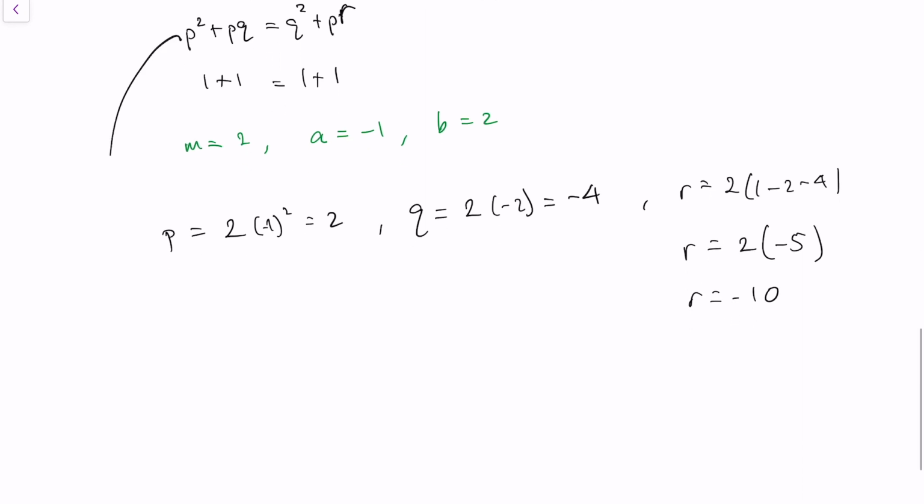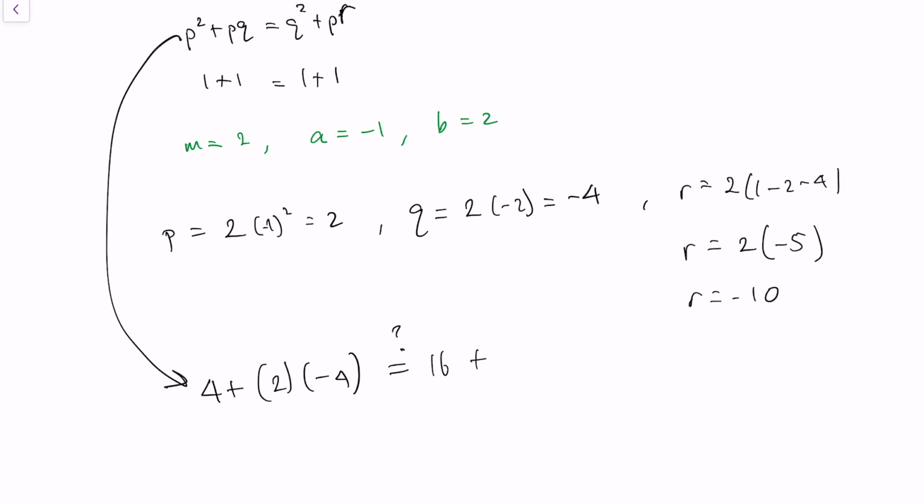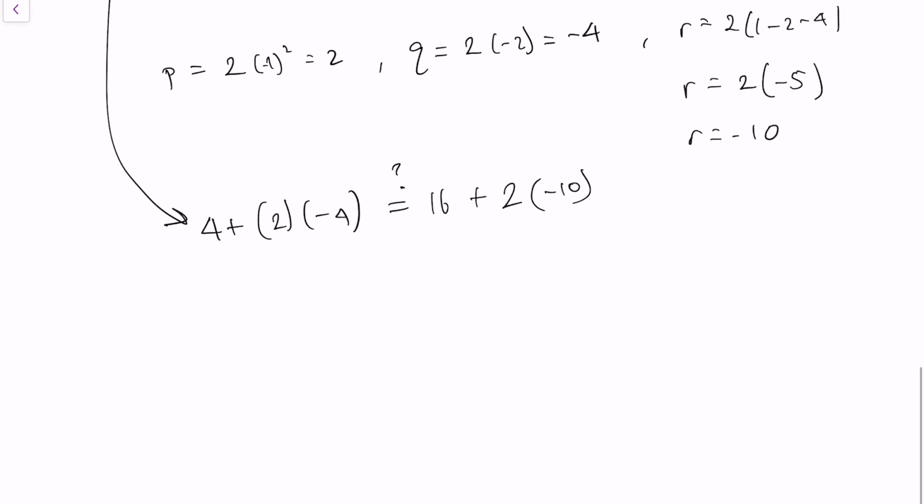Now let's check the relation. So we have p squared, which is 4, plus p times q, which is 2 times minus 4. Is it equal to q squared, which is 16, plus pr? So p is 2 and r is minus 10. So let's simplify it. We get 4 minus 8. Is it equal to 16 minus 20? The answer is yes.